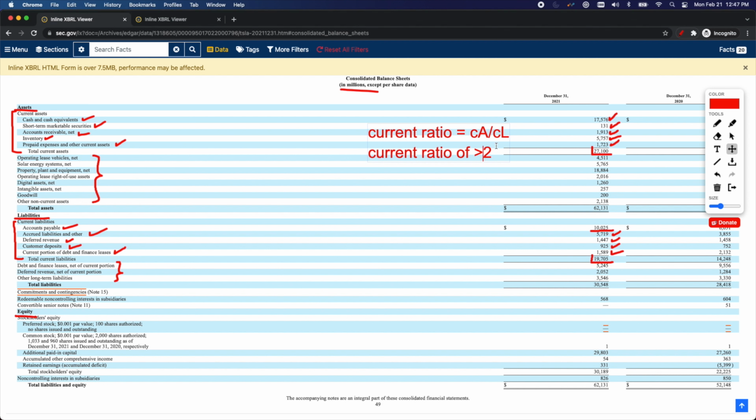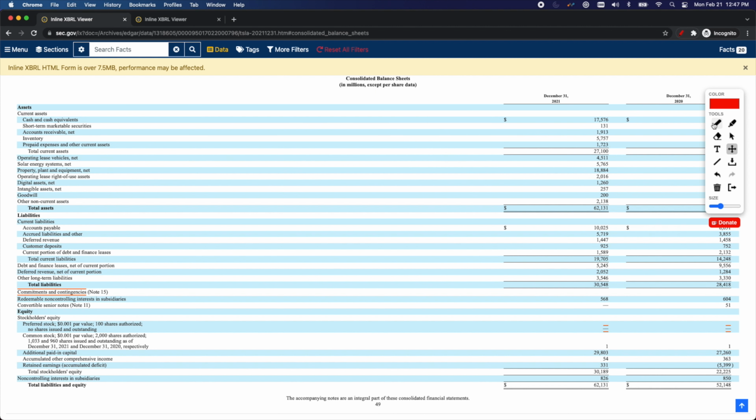All right, so moving on here, we have the assets, the liabilities, and the current assets and current liabilities. Now if we take a look at the non-current assets, here we have some stuff like some operating lease vehicles. That's $4.5 billion. The solar energy systems, $5.7 billion, and some other stuff as well.